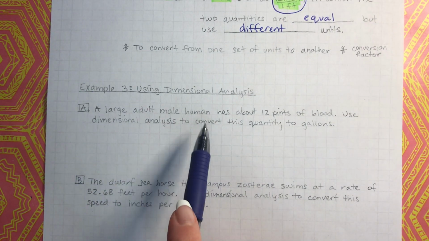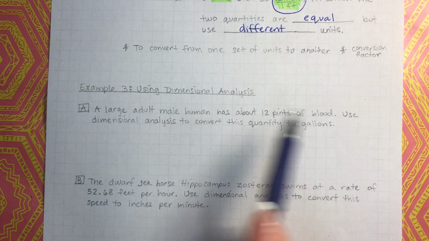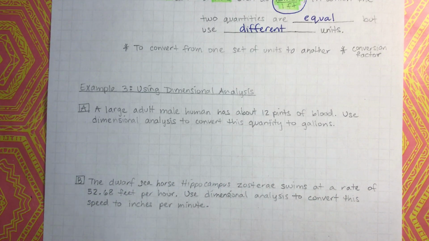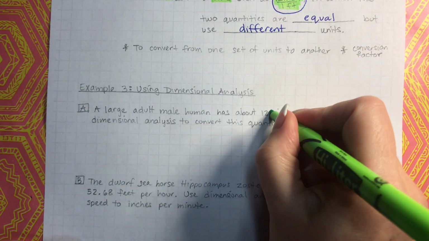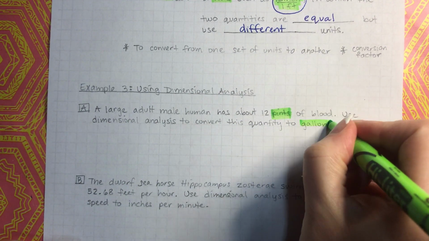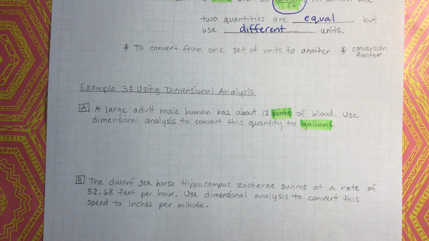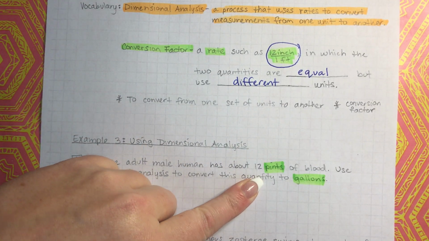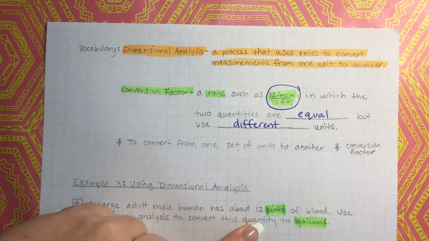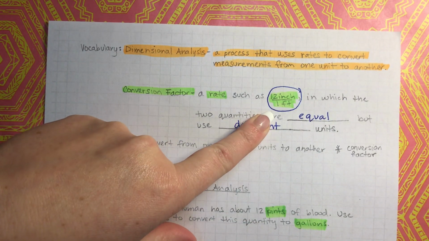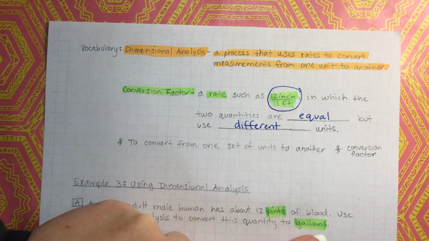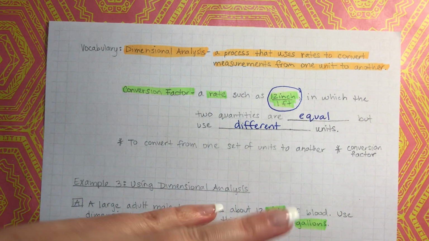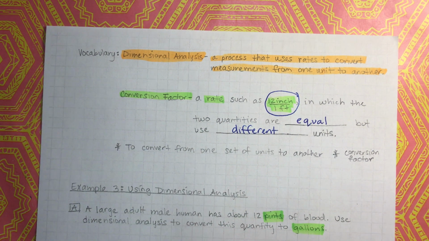It says a large adult male human has about 12 pints of blood. Use dimensional analysis to convert this quantity to gallons. So we have pints, and we need to convert it to gallons. That is what dimensional analysis is. You start with one thing, and then you use conversion factors to convert it to gallons. And so at the end of the day, you have 12 pints equaling however many gallons that is, okay?